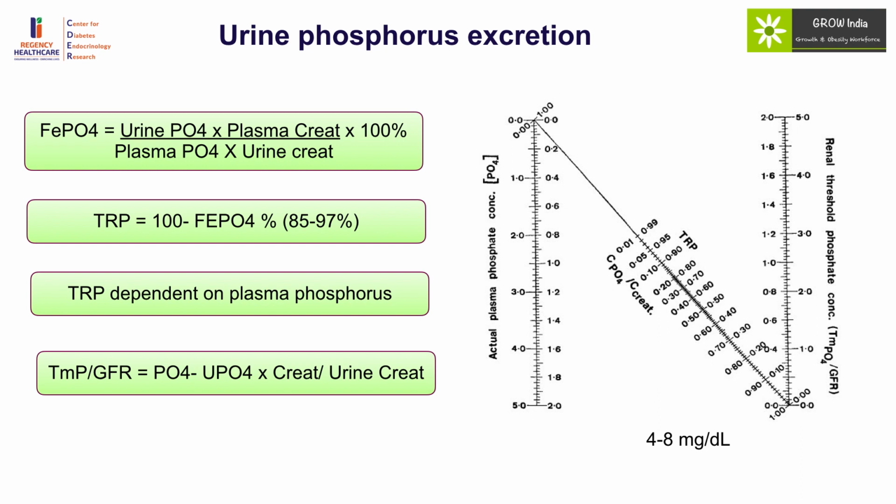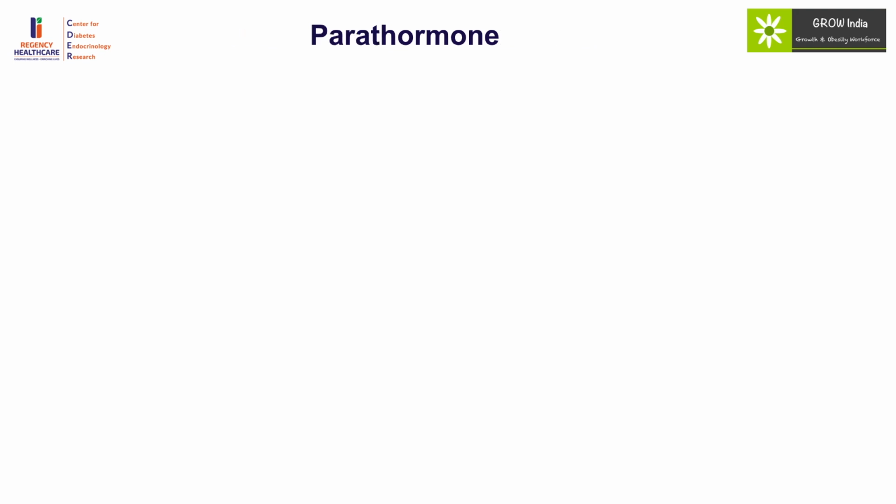Since urinary excretion is the major determinant of plasma phosphorus, if the phosphorus levels are very low, below 2, and there is no clear-cut history of nutritional deprivation, one can clearly assume that it is because of hyperphosphaturia, and these tests may not be required.